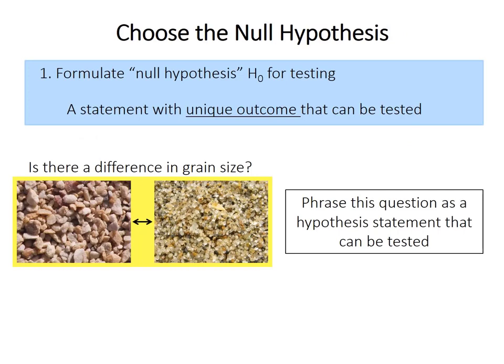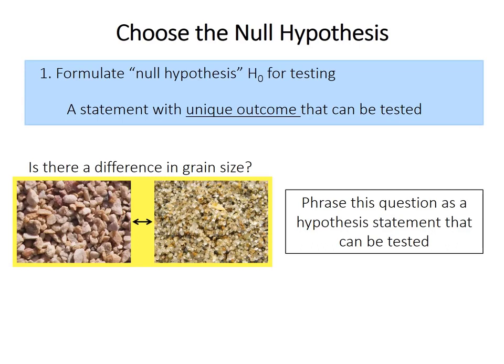So this type of statistics, this null hypothesis significance testing, is built around attempting to reject a null hypothesis. So the first step is to formulate that null hypothesis. It's often referred to as H naught, this H sub zero. So a good null hypothesis is a statement that must have a single, unique outcome that can be tested. So in our example here, we want to rephrase the question into a hypothesis statement.